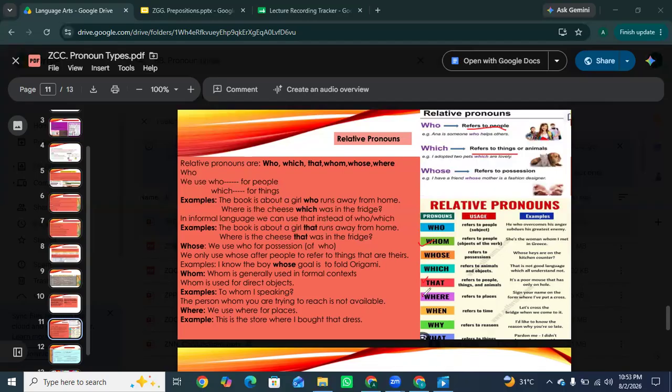Okay, and the next one is where. Use where to connect a place to more description, for location, addresses, or a physical spot, like: this is the store where I bought that dress. Okay, the next one is when. For example: the year when we graduated. It basically shows the time. And why is basically used for reasons, like: the reason why I called you. Okay.